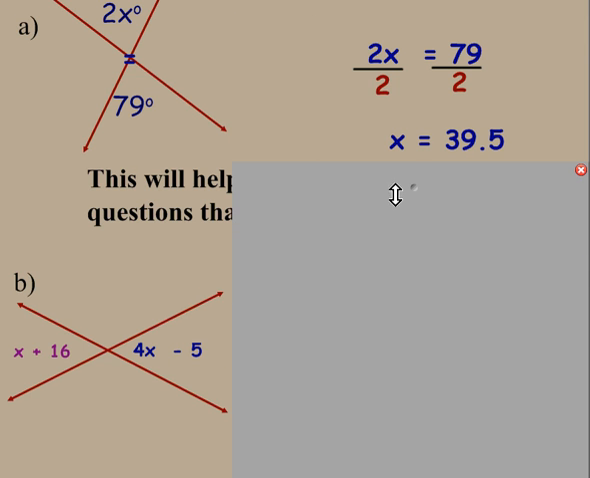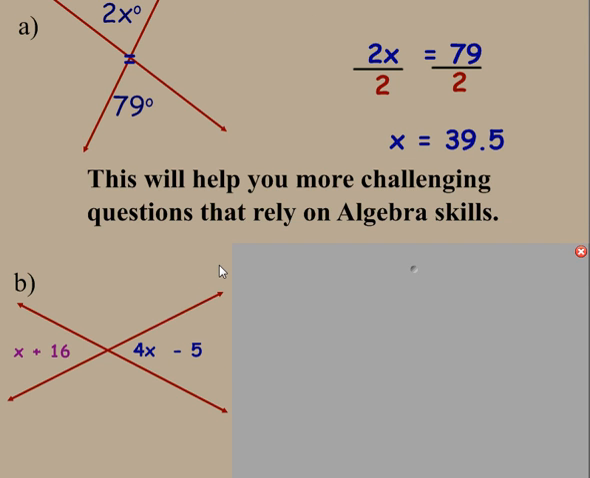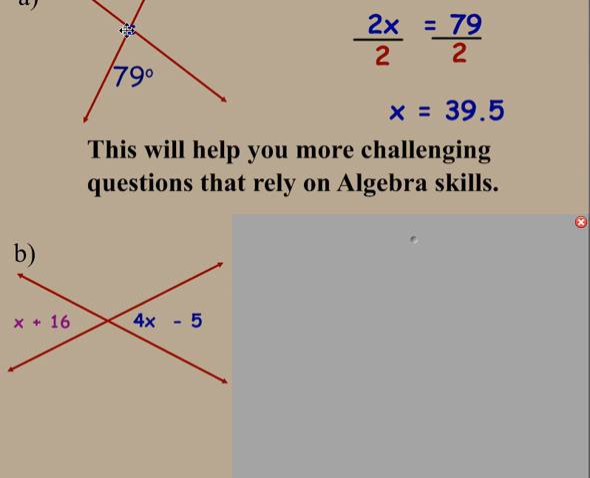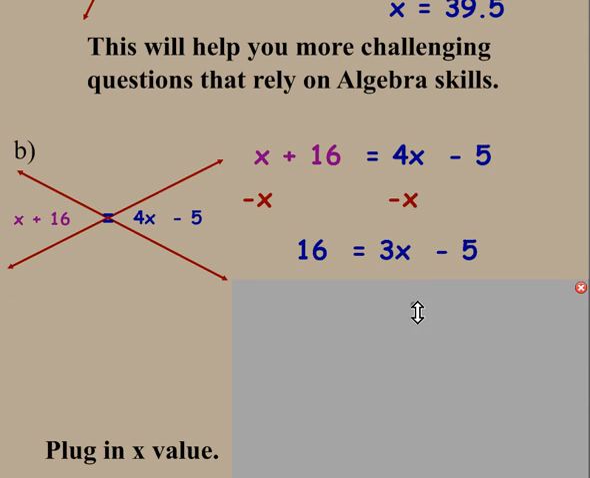Turning to a question that has a little bit more involved in it, where you're going to have your algebra skills, is going back to this equal sign. It's just, boom, they're equal. So you can go x plus 16 equals 4x minus 5. There are several ways to solve this. I like to combine the like terms here. So I'm going to subtract x from both sides. And I'm going to get 3x minus 5 is equal to 16.